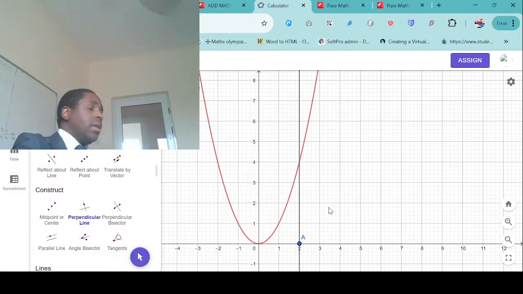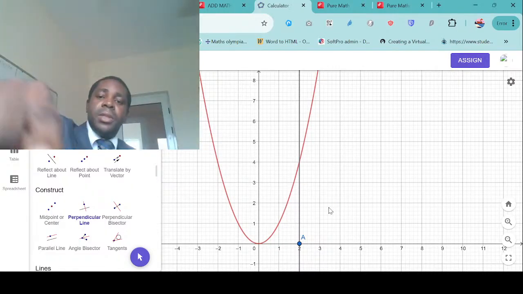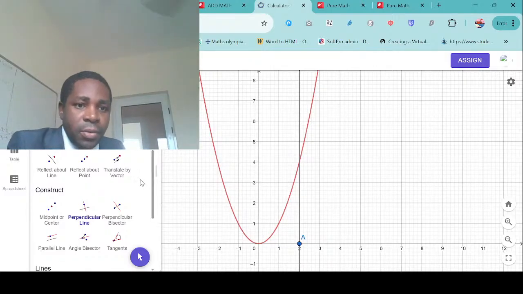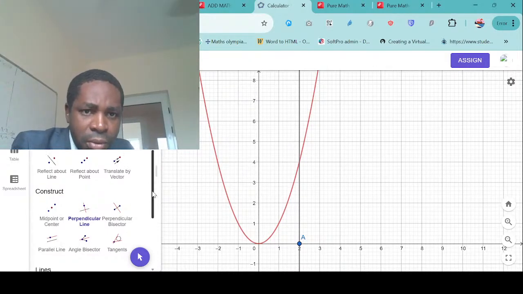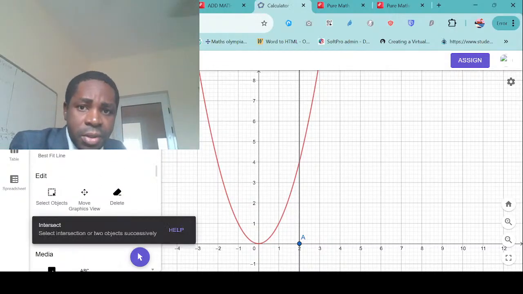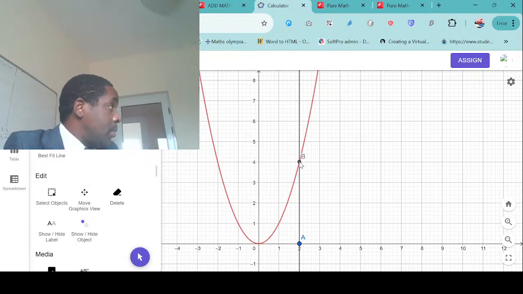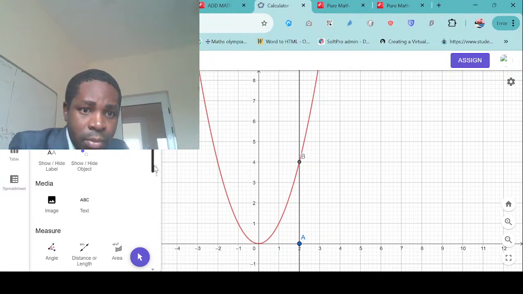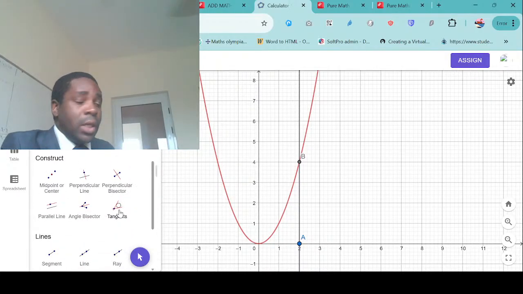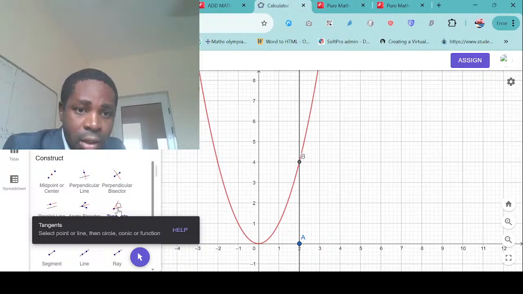So this line s equals 2 meets the graph at a particular point. So let me find where it meets the graph. I'm going to use what we call intersect. So this is the intersection of the points. So I'll click on this. You see that? Then I'll draw my tangent. So I need a tangent. So I'm going to go to the line. So this is tangent. If I click on it, this is very easy to use.